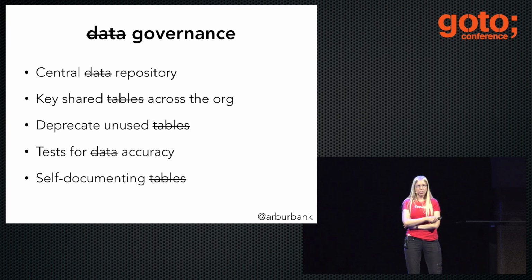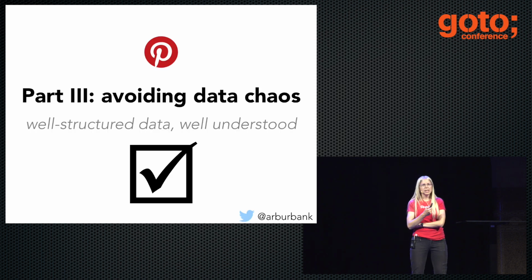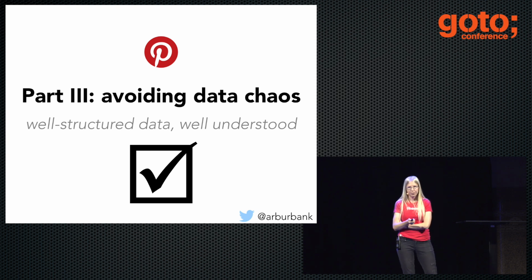Well, if I cross out the word data and tables in all of these, and instead stick in the word code and software, this sounds like exactly what we've been doing in software engineering forever. We have a central code repository. You check things into it. We have key shared functions across the whole company. I'm not going to re-implement sorting any more than you are. We deprecate unused code. We have tests for accuracy of our code. We have self-documenting code. And so to avoid data chaos, the solution is the same as to avoid software chaos. Data as software, software as data.